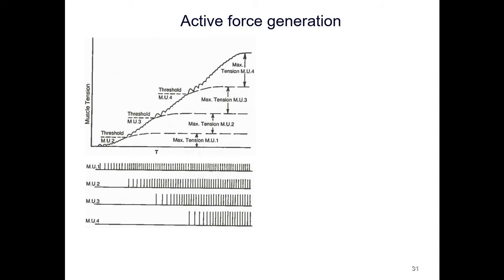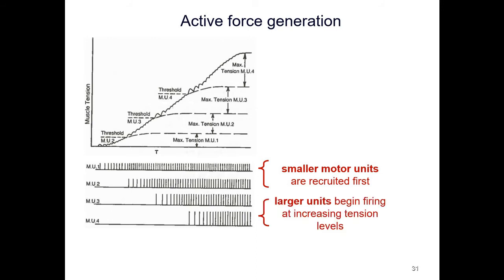Remember that the size of a motor unit relates to the number of muscle fibers that are innervated in that unit. Motor units have been found to innervate as few as 5 muscle fibers and as many as 2,000. We see then that motor unit 1, the smallest motor unit, is recruited first. Motor unit 4, the largest motor unit, is recruited last. Let's focus on the recruitment of motor unit 1.